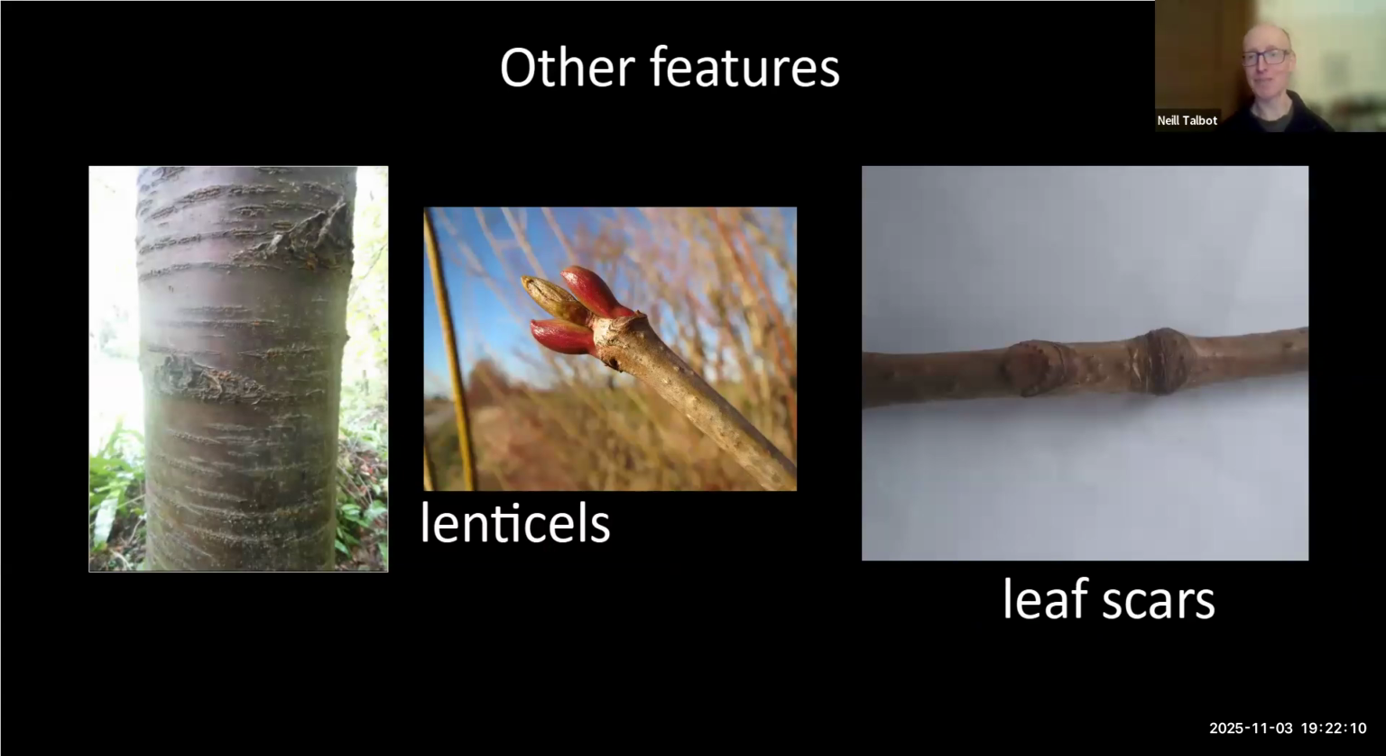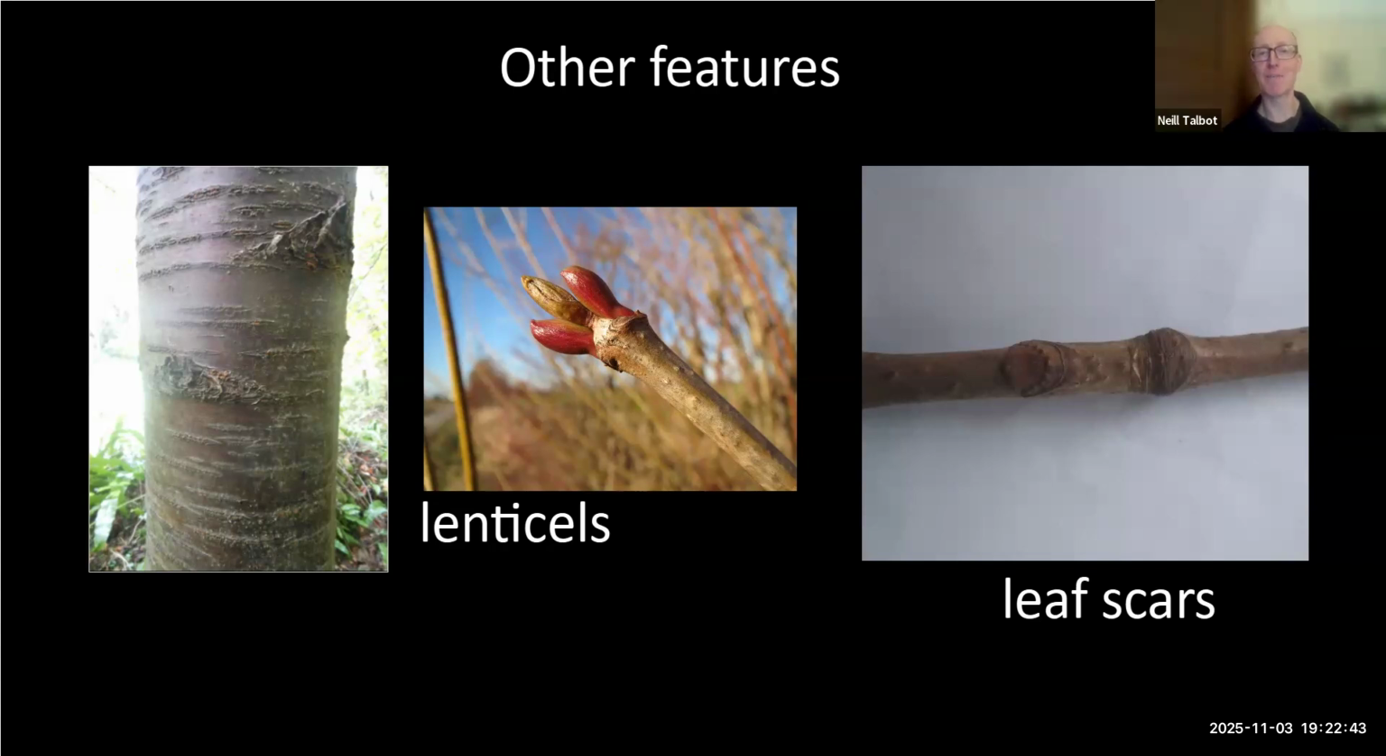Other features apart from the bark and all the other things I've mentioned are the lenticels. The lenticels are breathing pores made of cork, and they allow gas exchange between the atmosphere and the internal tissues of the tree. You'll get these all over the tree. They'll be more distinctive on certain species than others.